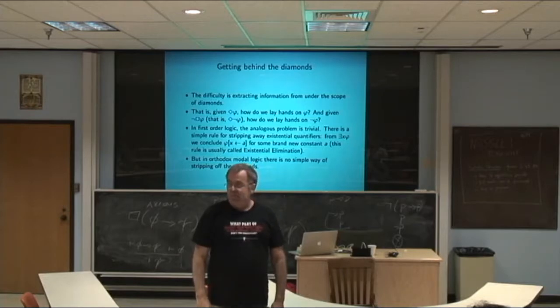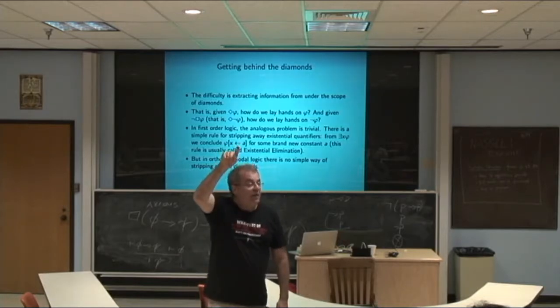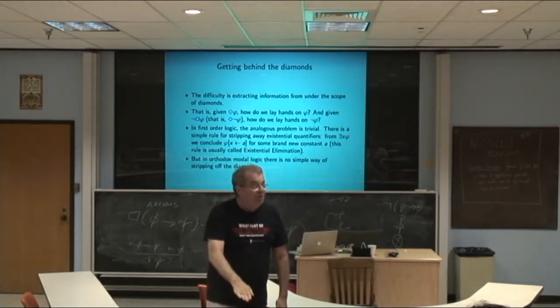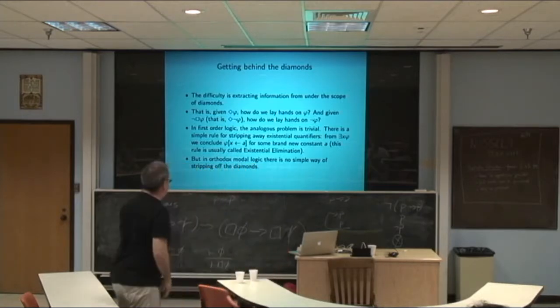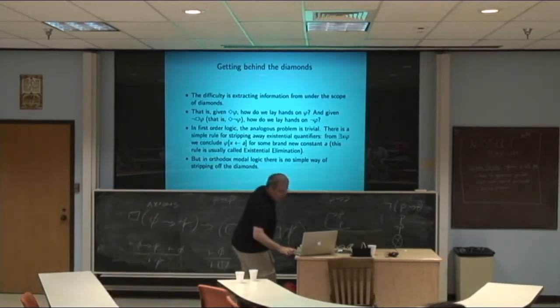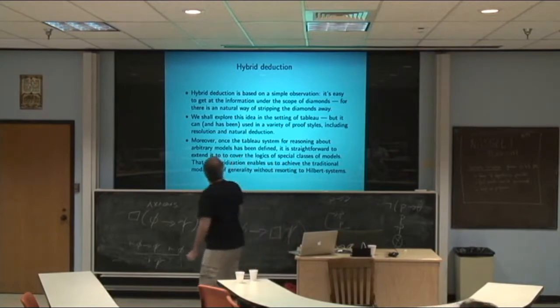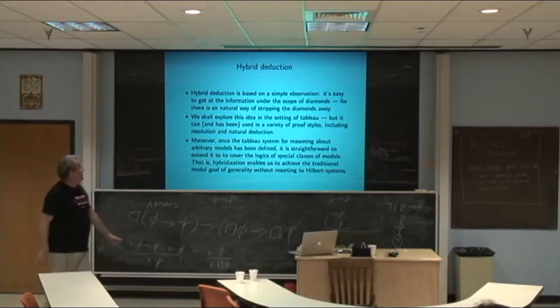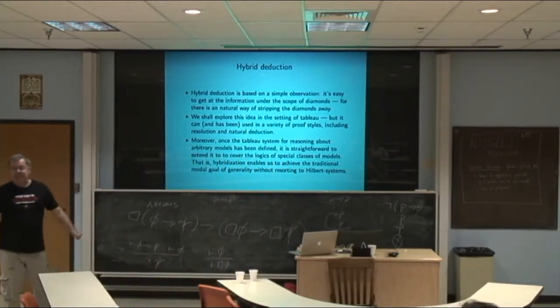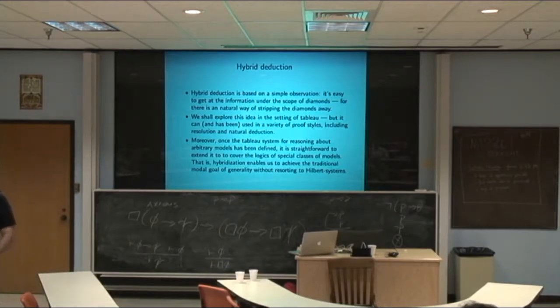And as we saw yesterday, they live upstairs. They're strong. We live downstairs in modal logic. What's going on? Okay? So this is really the observation that lies behind hybrid deduction. It's based on a very simple observation that actually it's incredibly easy to strip the diamonds away. In fact, there's many, many ways of doing it. I'm just going to give you the way that I like to do it, okay?